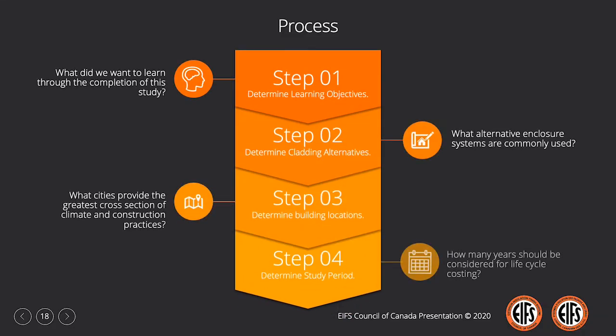As way of background, this is the process that the EIFS Council followed in charting the course for this study. Number 1 was to determine the study's objectives. What did the EIFS Council want to learn through completion of this study? Step 2, determine the cladding alternatives. What alternative enclosure systems are commonly used in Canada and on what building types? Number 3 was to determine the building locations: what cities provide for the greatest cross-section of climate zones, as well as construction practices. Step 4 was to determine the study period. How many years should be considered for the life cycle costing?